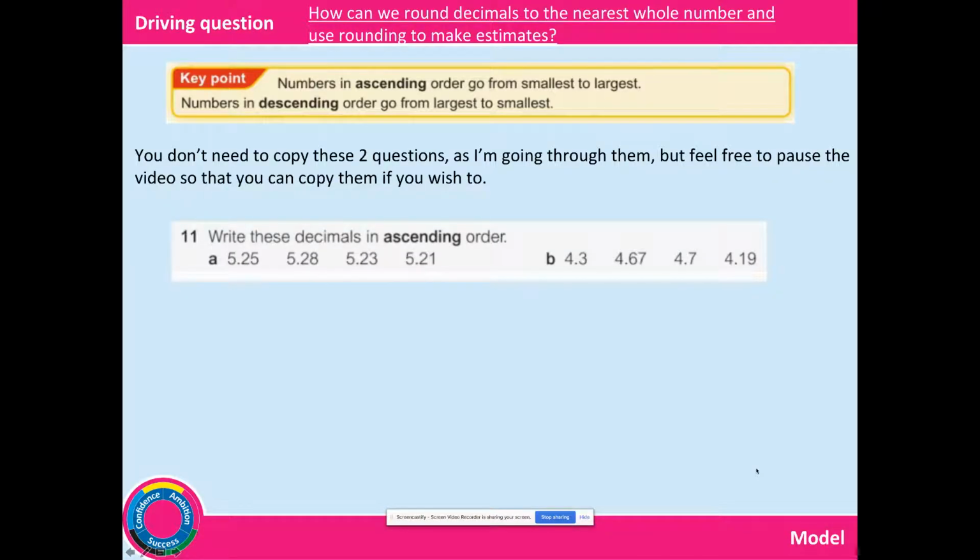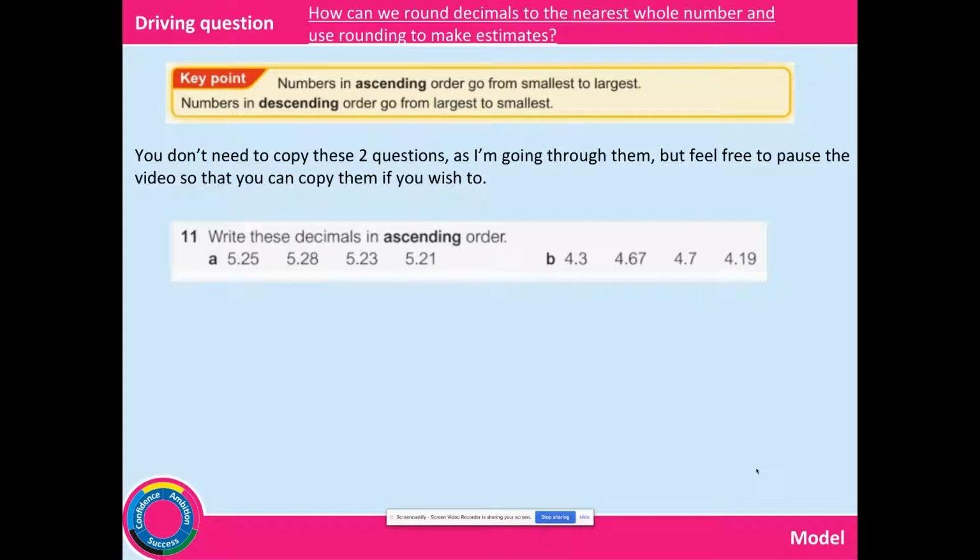This slide shows a key point. Could you write this down in your book or on your piece of paper? Press pause while you're doing that. Press play when you've done that. Okay, key point, numbers in ascending order go from smallest to largest. Numbers in descending order go from largest to smallest.